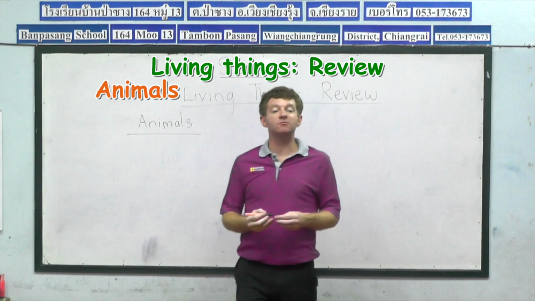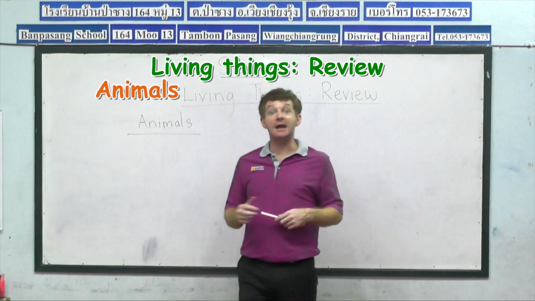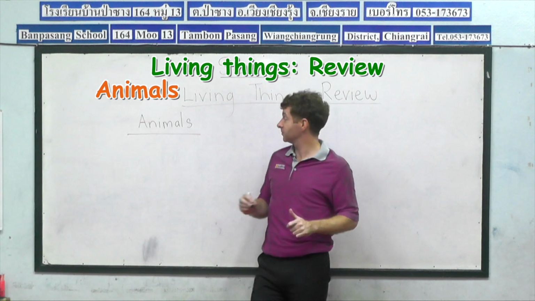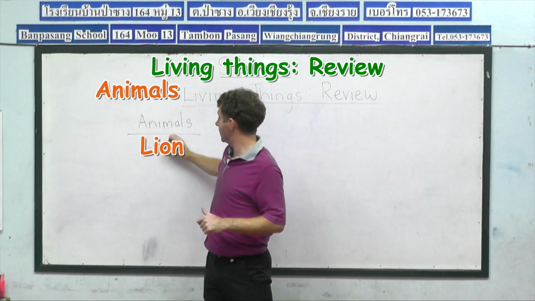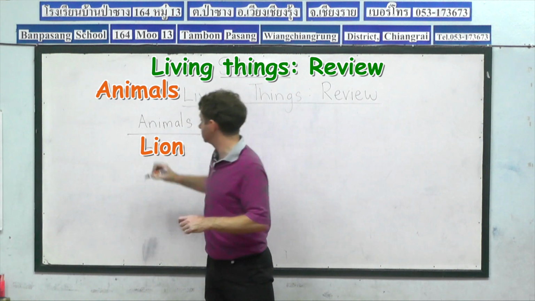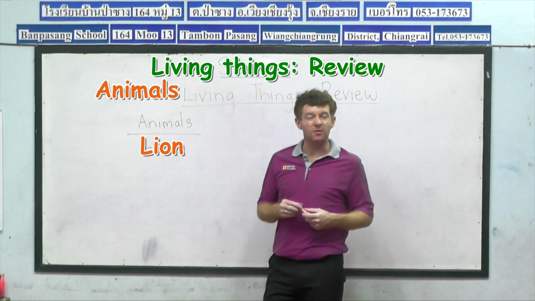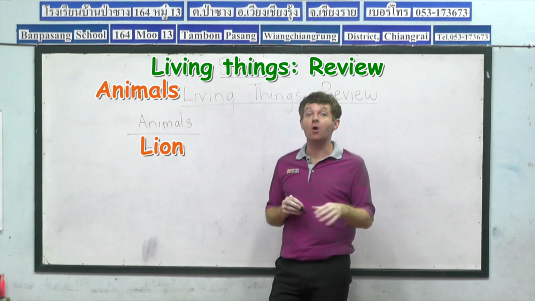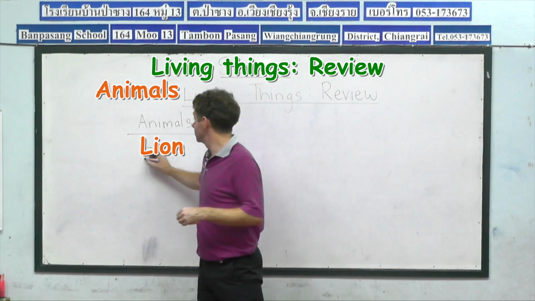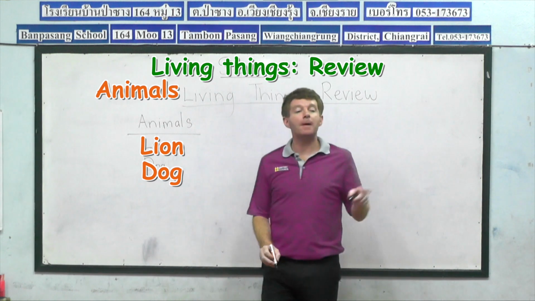So who can give me some examples of animals? A lion. A lion is an animal. Excellent. Lion is spelled L, I, O, N. Lion. Now, any more examples of animals? A dog. A dog is a very common type of animal because lots of people keep dogs as pets. So dog, D-O-G.